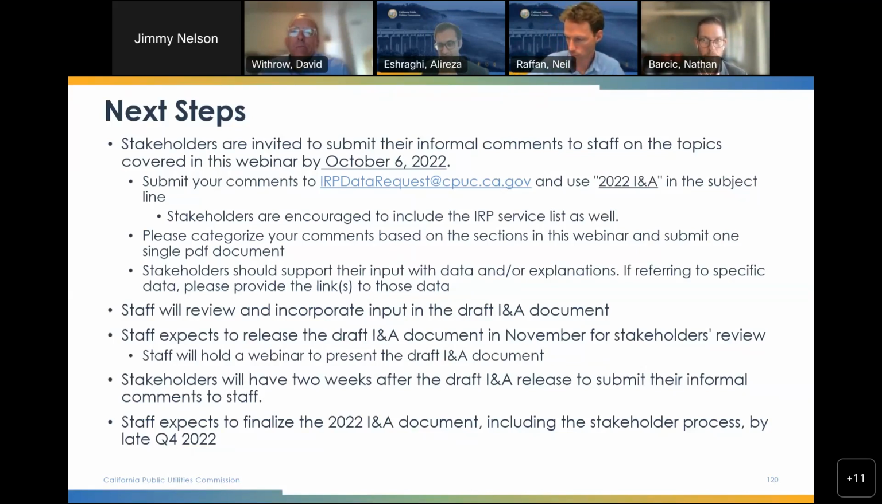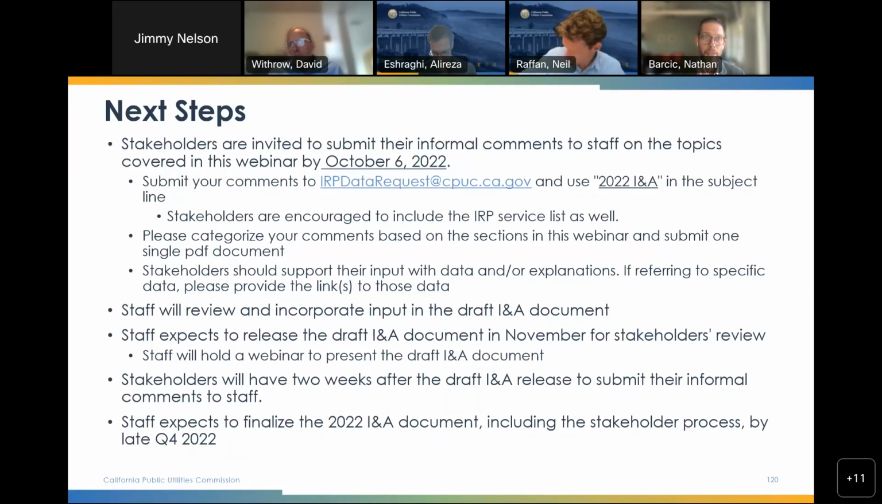So some instructions. You guys are invited as stakeholders to submit informal comments by October 6th. Please use the IRP data request email that's listed right here. And feel free to include the IRP service list if you so desire, because we know that sometimes folks want to kind of broadcast the information broadly so that everyone can understand positions and the best information that folks know of in the area that they're commenting on.